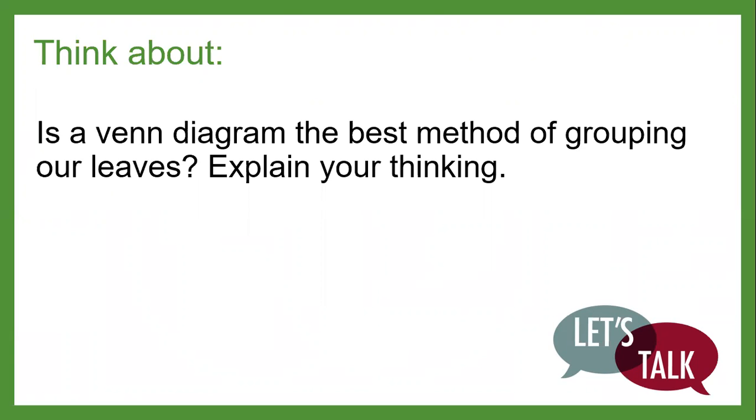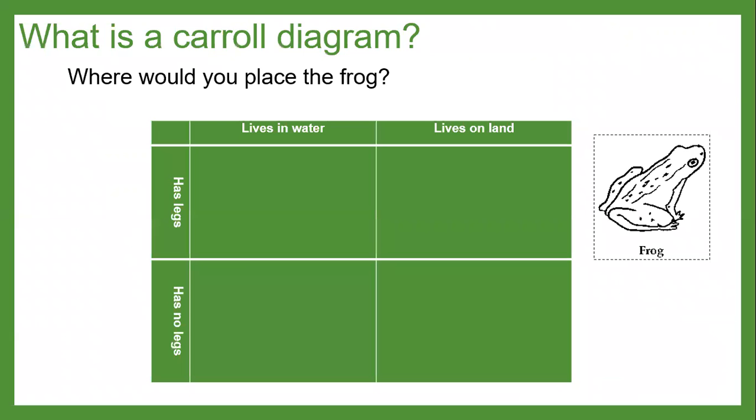Fantastic. So hopefully you've had the opportunity to think, is a Venn diagram the best method for grouping our leaves? So let's have a look. Not necessarily, it could be, but it depends upon how many categories we're looking at. But we also have a Carroll diagram. Now, this time we're using a frog to categorize this.